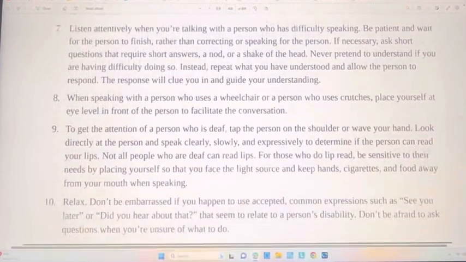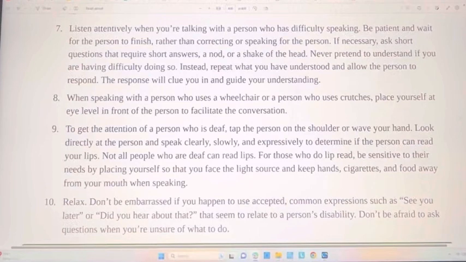Number 7, listen attentively when you're talking with a person who has difficulty speaking. Be patient and wait for the person to finish rather than correcting or speaking for the person. If necessary, ask short questions that require short answers, a nod, or a shake of the head. Never pretend to understand if you are having difficulty doing so. Instead, repeat what you have understood and allow the person to respond. The response will cue you in and guide your understanding.